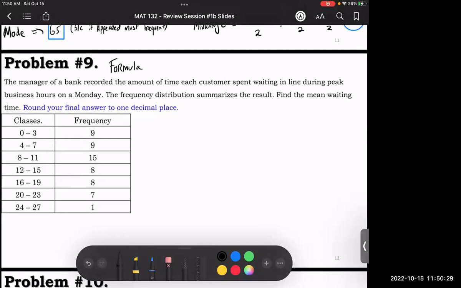So the formula for problem number 9 states the following. Your sample mean for a frequency table is equal to the sum of f times xm over the sum of f. So let me just interpret what this means in plain English. When I use a table to help me figure certain calculations, this would imply that I take the sum.